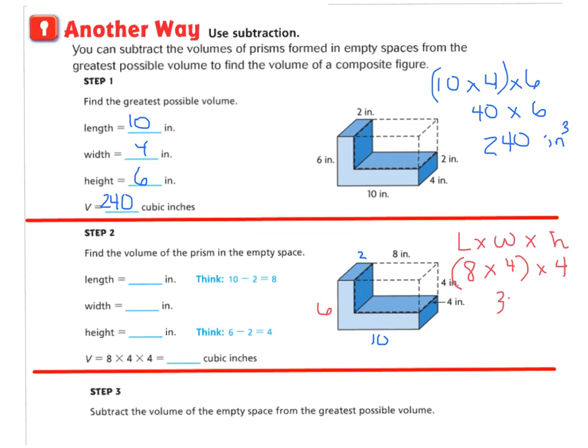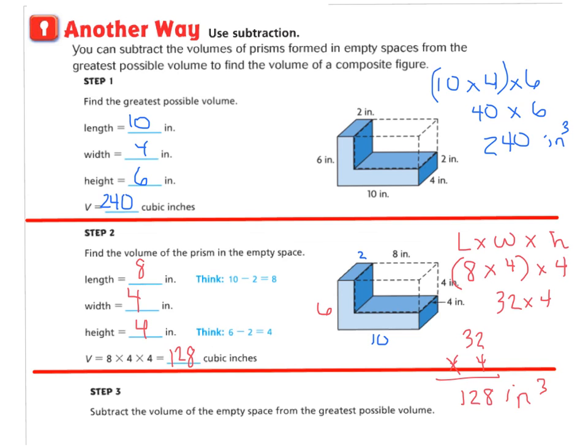So now we have 32 times 4. Now I know 32 times 4 would have to be 128 cubic inches. So that would be the volume of my second rectangular prism, because remember we had a length of 8, a width of 4, and a height of 4. So our volume was 8 times 4 times 4, which would give us 128 cubic inches.